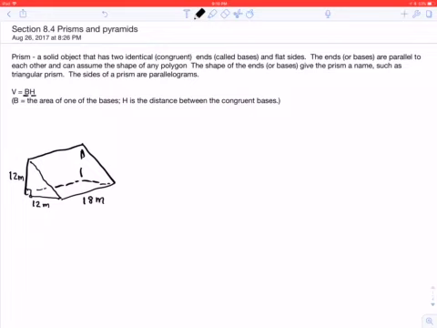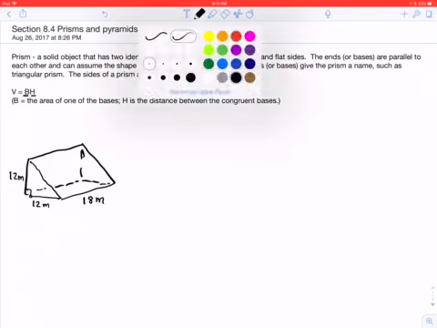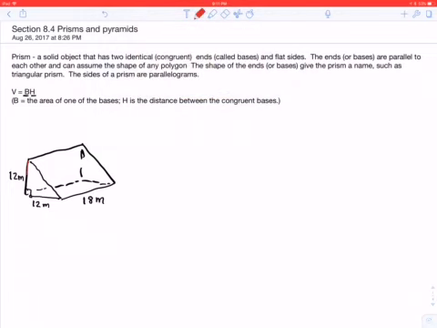So the prism that we have here is a triangular prism because the identical ends are triangles, and the sides that are not parallelograms are the triangles. So the base would be a triangle. So capital B would be the area of that triangle. So 1/2 the base of the triangle times the height of the triangle.